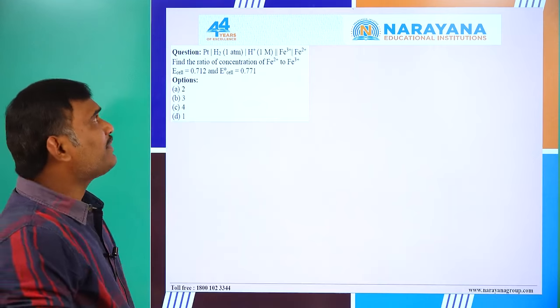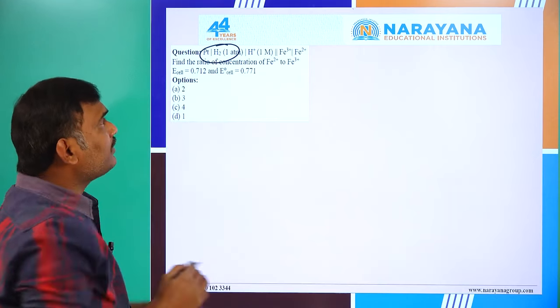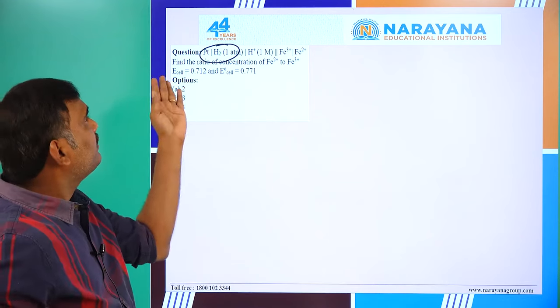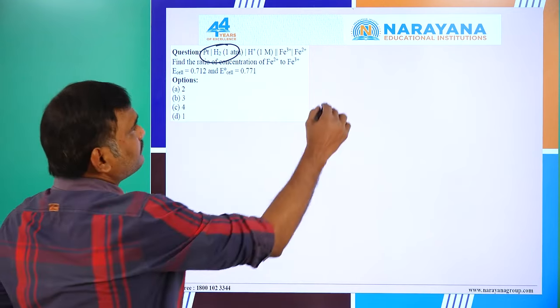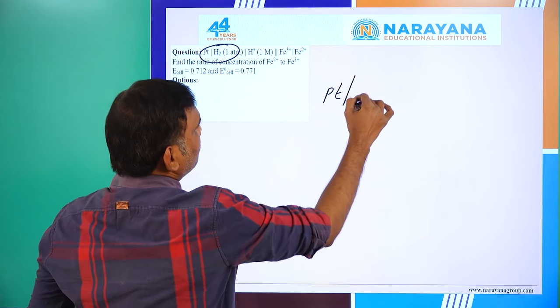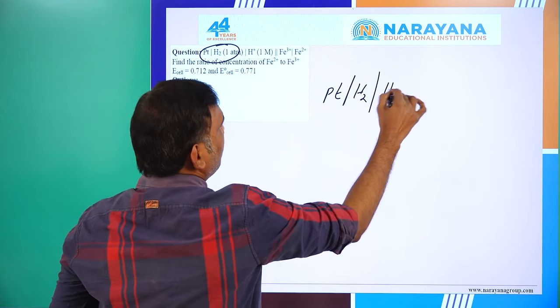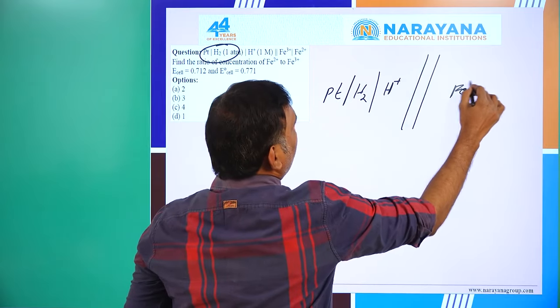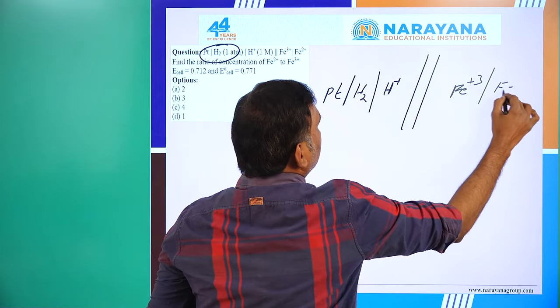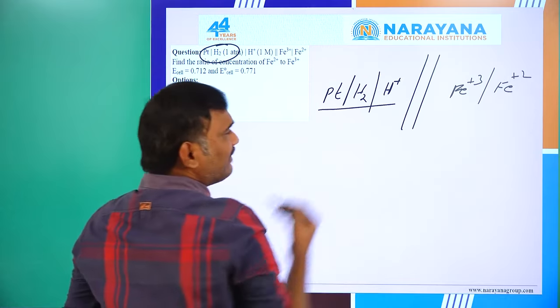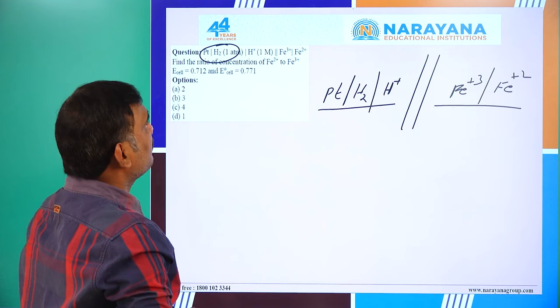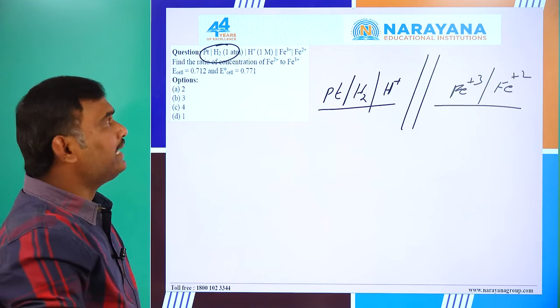Platinum, hydrogen at 1 atmosphere, that is the standard hydrogen electrode, and Fe +3 to Fe +2. They have given a cell: platinum, hydrogen, H plus, salt bridge, Fe +3 to Fe +2. The left hand side electrode is oxidation, the right side is reduction. So it is an electrochemical cell.